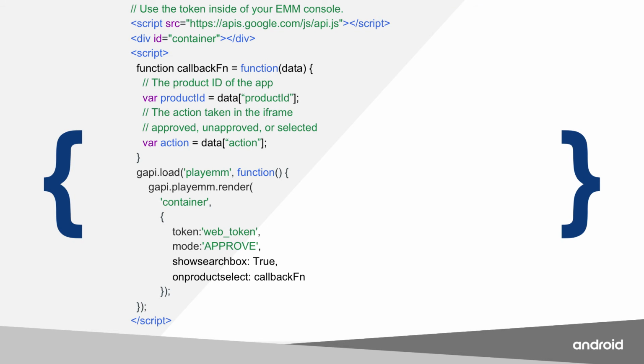So in the top few lines here, we include a script tag for our library, and we define a container div, which is going to actually contain our iframe. Then we have our actual script tag that has the bulk of our logic. So the first thing that you see is a callback function, and this is called when the user takes an action inside of the iframe, such as approving or unapproving an app. And you can see that we view both the action and the product ID.